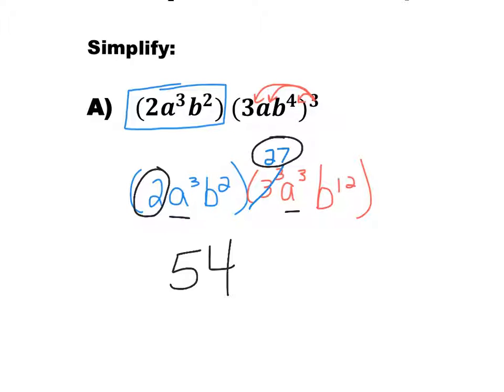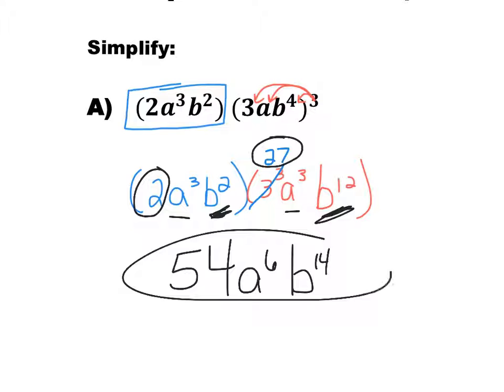If I have 3 a's in the first parenthesis and I have 3 a's in the second, how many total a's do I have? 6. So I have a to the 6th power, same base. We add. Then I have my b's. I have 2 here and I have 12 here. It gives me a total of how many? There you go. Can I simplify this anymore? No. That's it. This is a whole bunch of simplifying. You're gonna have to simplify numbers and then just simplify variables as far as you can.